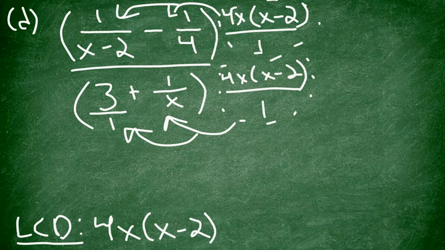So I'm going to finish this problem on the next page, but if we look here, what we have going on is here the x minus 2's will cancel, so I'll be left with 4x times 1, which is 4x. Here, I'll have the 4's cancel, I'll be left with minus 1x times x minus 2. Here, nothing will cancel, so I'll have 3 times 4x times x minus 2. And here, the x's will cancel, I'll be left with 4 and x minus 2.